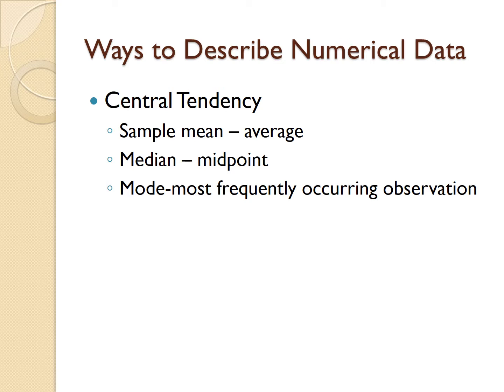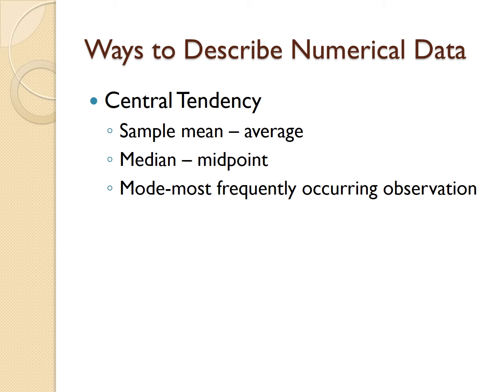The mean is the arithmetic average of observations. It's the sum of individual observations divided by the number of observations. The median is the middle observation. That's the point at which half the observations are smaller and half are larger. The mode is the value that occurs most frequently.